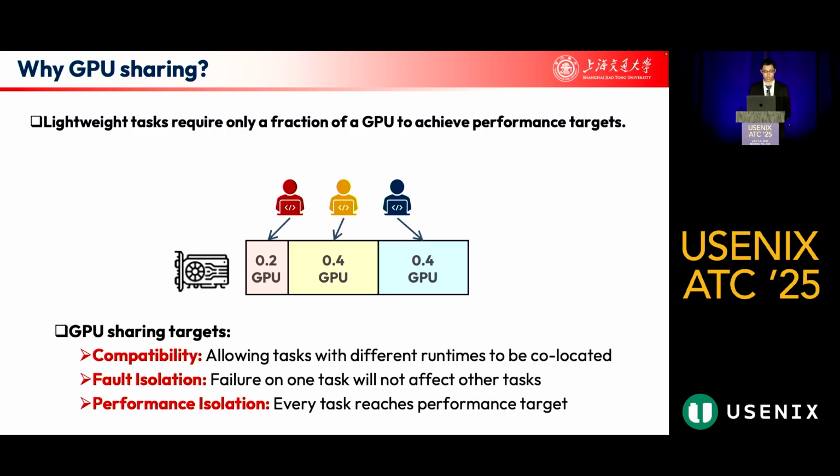In terms of GPU sharing, there are different targets. The first one is capability, which means allowing tasks with different runtimes to be co-located. Also, you want fault isolation, which means failure of one task will not affect other tasks. Finally, there is performance isolation, which means that every task should reach its performance target.